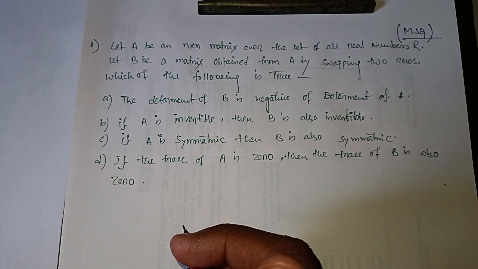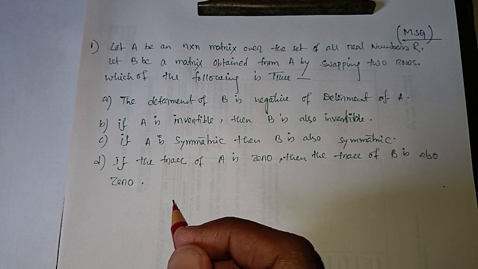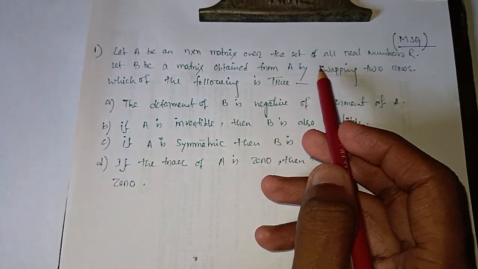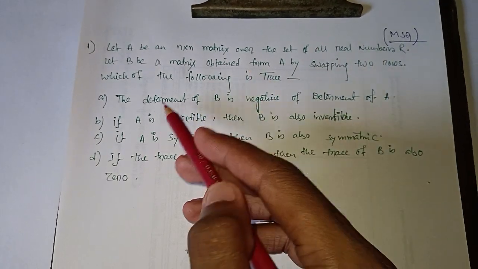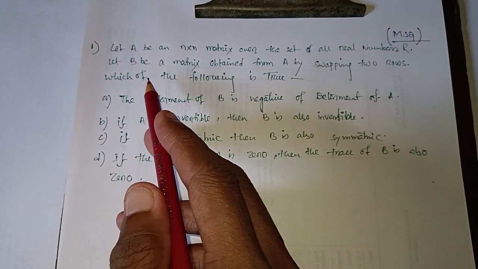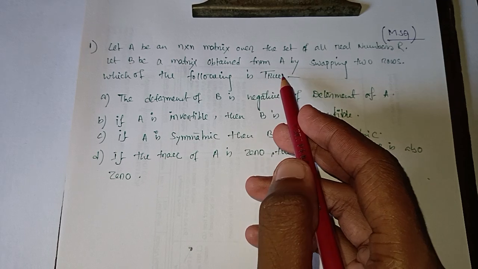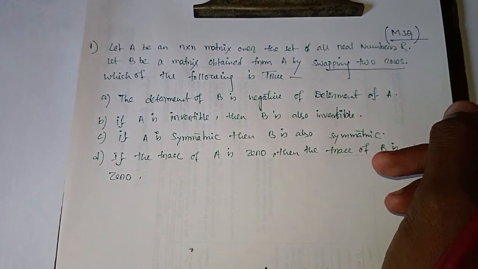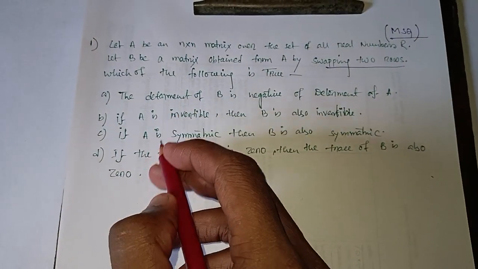So today we are discussing a linear algebra question. Let A be an n cross n matrix over the set of real numbers, and let B be the matrix obtained from A by swapping two rows. Which of the following is true?